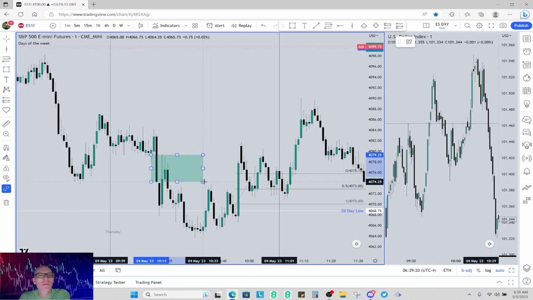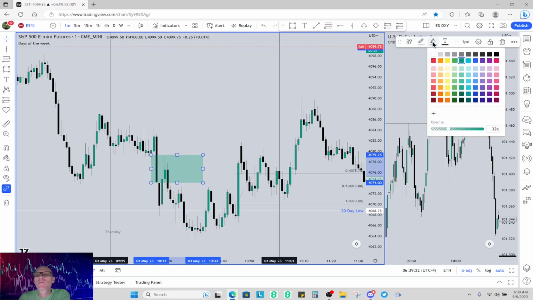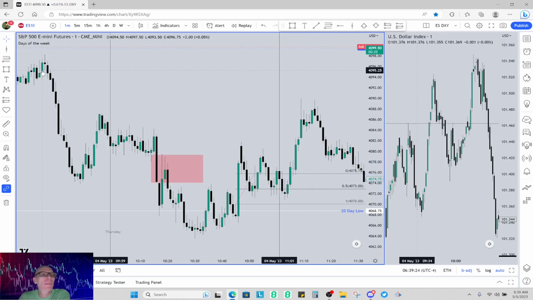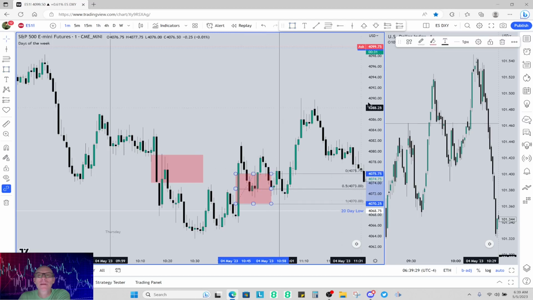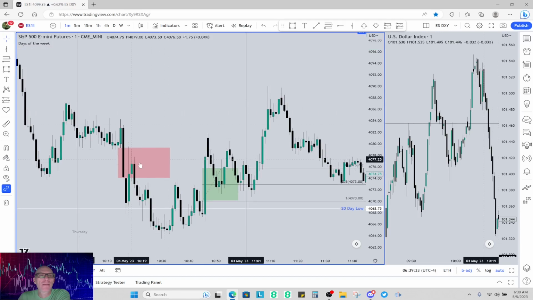Draw these out so that it's clear to see. Should be red. And this one here should be green. And there you have it. There's your two AM session opportunities using the 1 minute chart that were pretty clear.